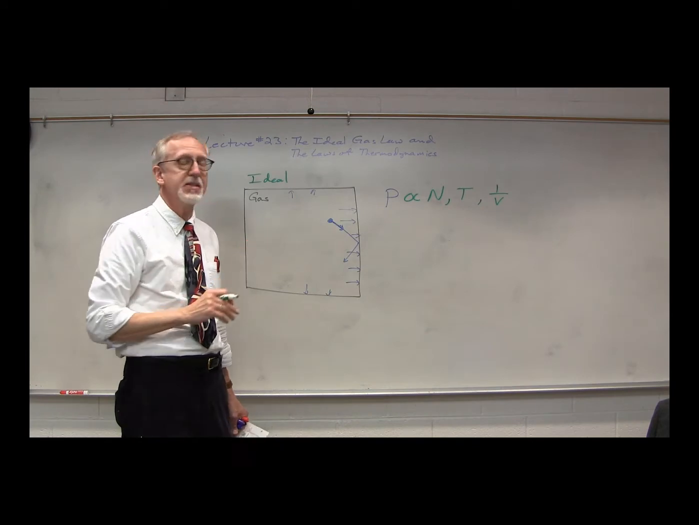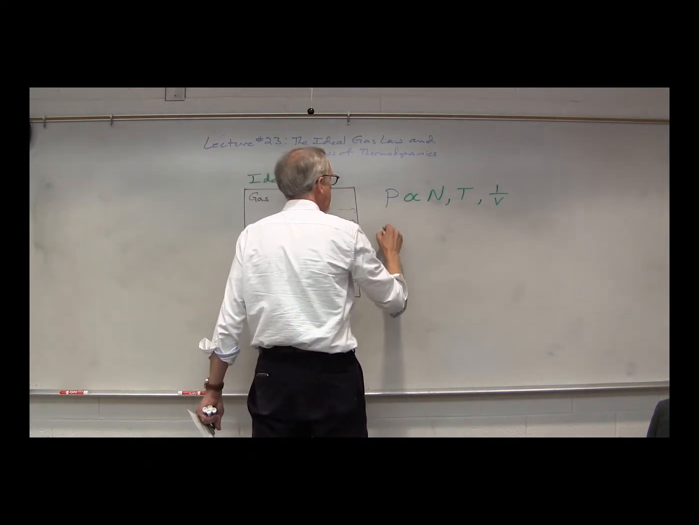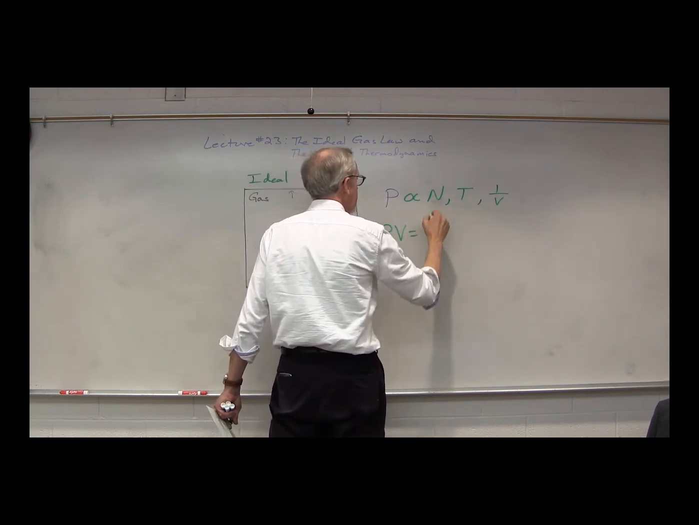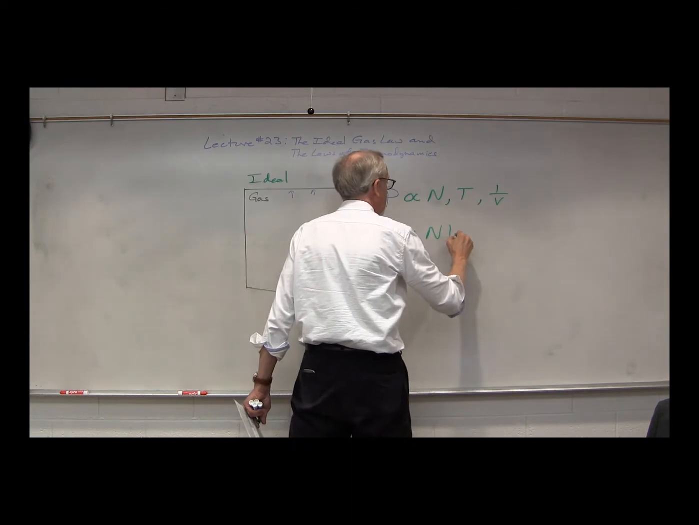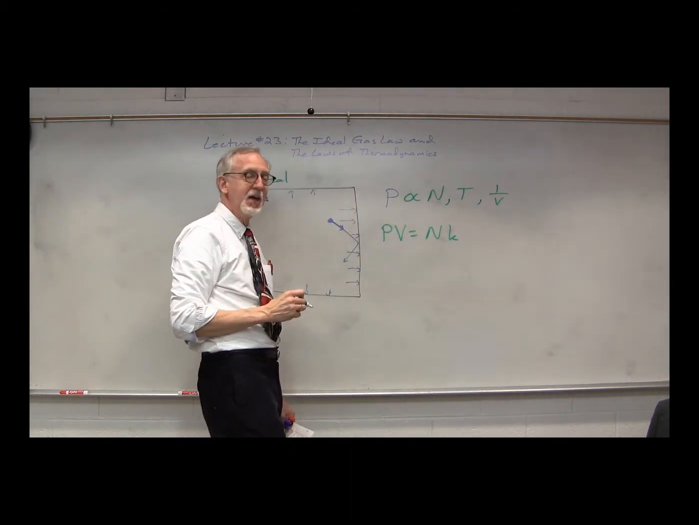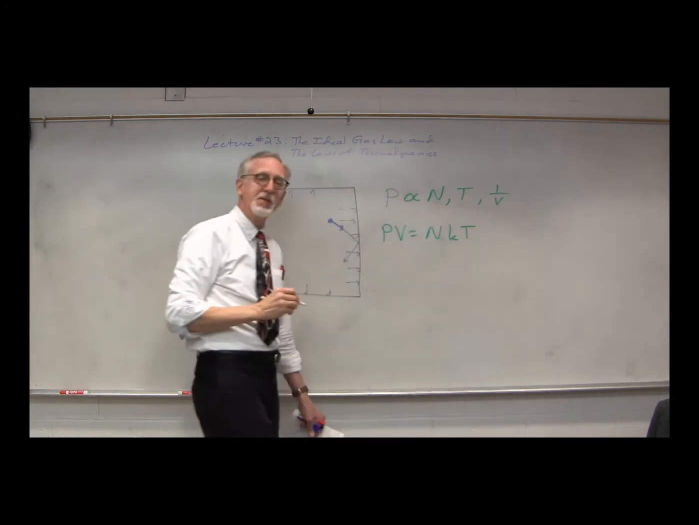So, but we do need to stick in a constant of proportionality. Well, we can then write this as an equality and write this as multiplying by V. We write this as PV equals N, the constant of proportionality we write as a lowercase k, and I'll come back to that in just a second, times capital T.